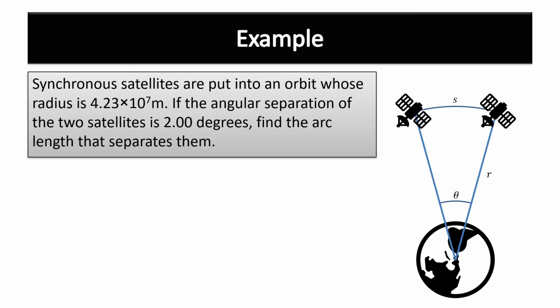So we'll finish with two examples, or an example and a practice problem. It says synchronous satellites are put into an orbit whose radius is 4.23 times 10 to the 7 meters. So that's this radius right here. And if the angular separation of the satellites is 2 degrees, find the arc length that separates them. If you want, you could pause the video and try this one out on your own.